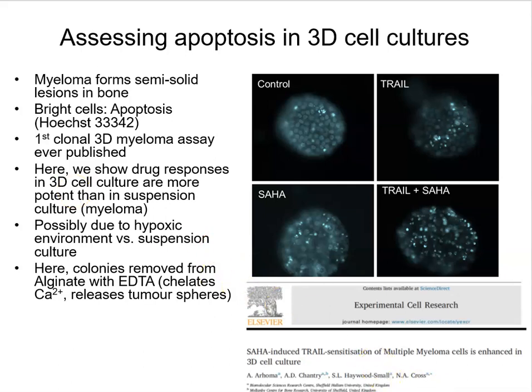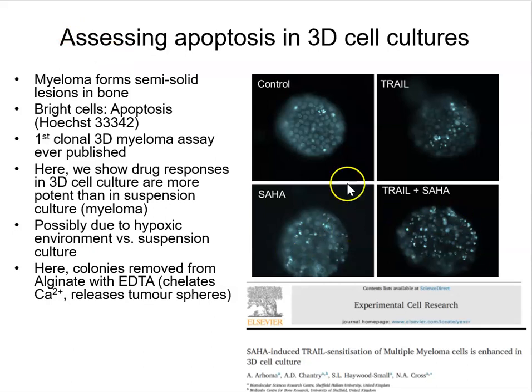This is just one of our recent studies using the 3D Alginate assay, in this case to assess the effects of the pro-apoptotic agent Trail with a histone deacetylase inhibitor. I'm just showing this because it shows that we can look at cross sections through these individual spheres and assess their nuclear morphology for apoptosis. And what we found here is that in 3D cell culture we got a potentiated response to the drugs that we were interested in. You'll see a little bit more of this later.